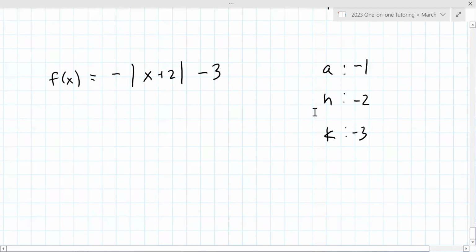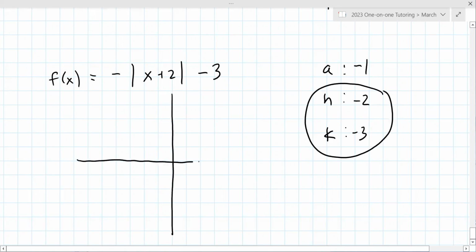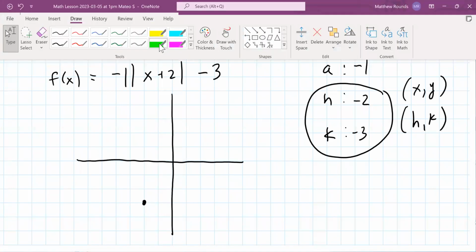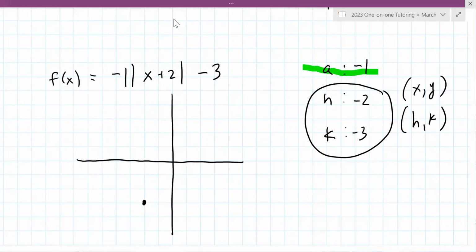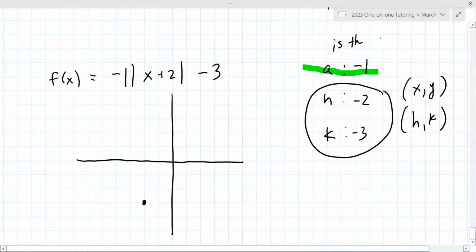Now the key here is you start with this point right there. You go to your graph and you put a dot at h comma k. H comes before k, x comes before y. I don't know why it's hk, that's what it is. So -2, -3, there's my dot. Now there are two approaches you can take from here. One is to make a table. The other is to use the value of a. I would recommend using the value of a. a right here is the slope from that point to the right.